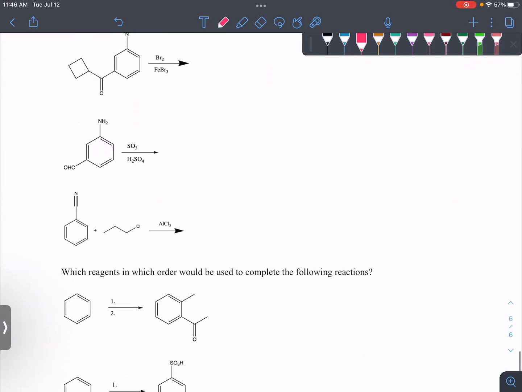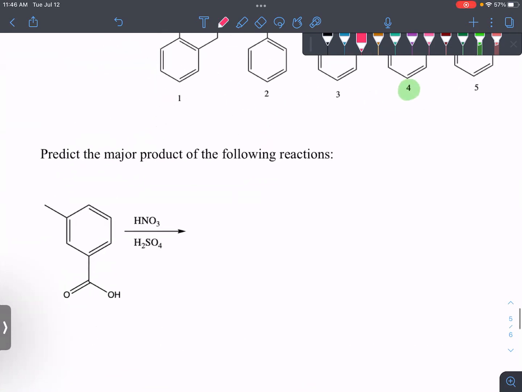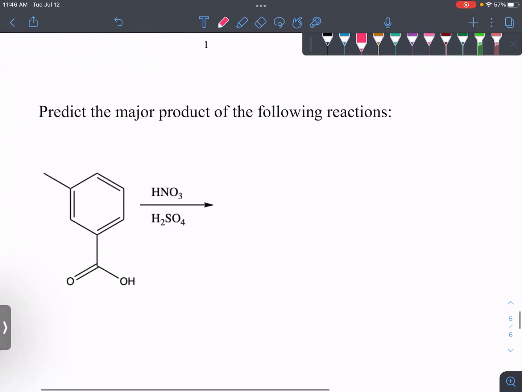This is the last page. Okay, so there's a reaction. What reaction is it, and what do you think the final product would be? What reaction is it, first of all? What are we adding? Nitration. So we're adding NO2.